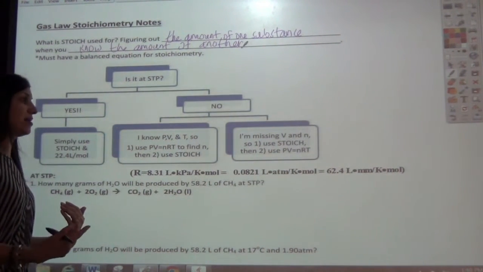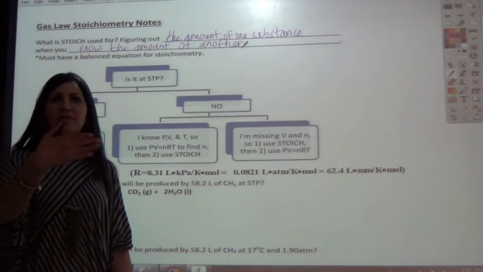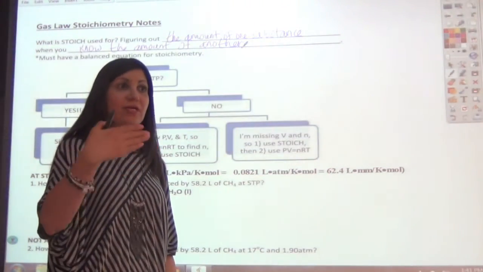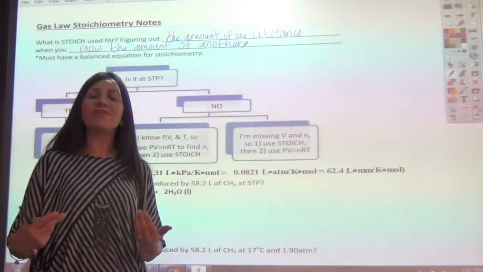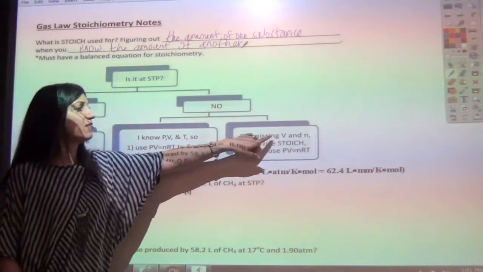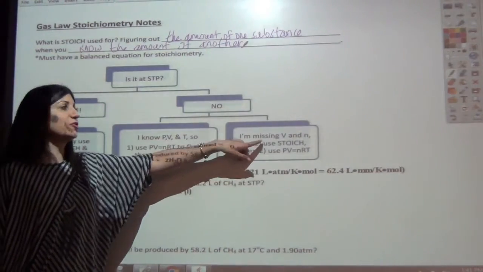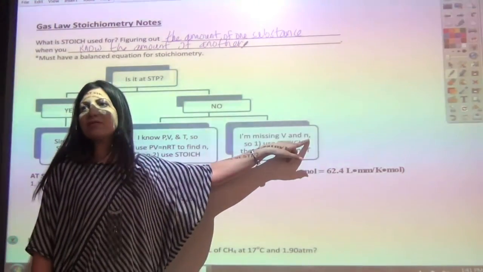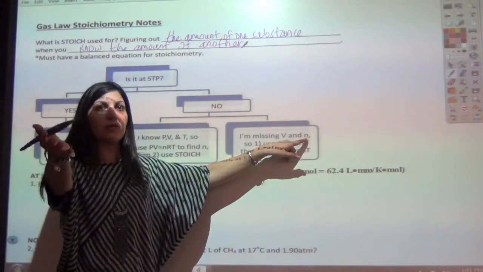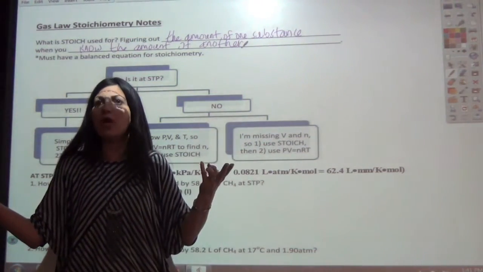Here's what I always say: try to set up PV=nRT and see if you have enough information. If you do, do PV=nRT and then do Stoich. If you don't have enough information, for example if you're missing volume and moles, then you have to do Stoich first. Why can't you use PV=nRT if you're missing volume and moles? Because there are two unknown variables. You can't do the math if you have two unknowns.